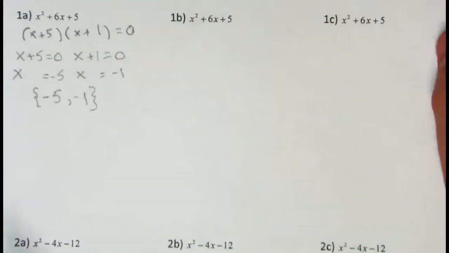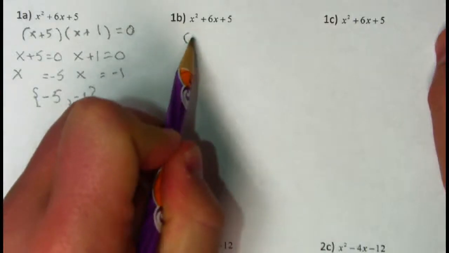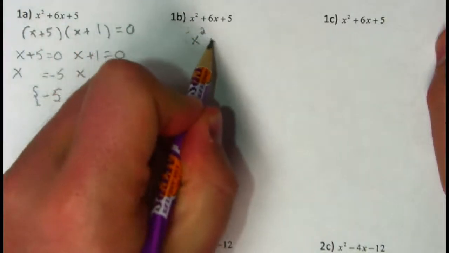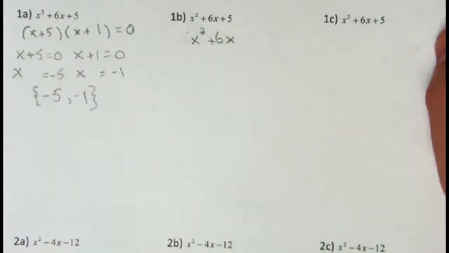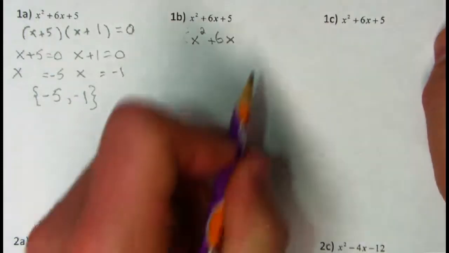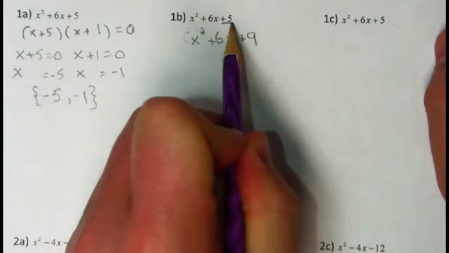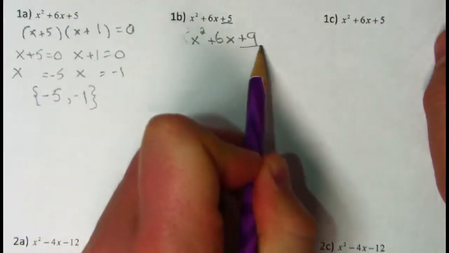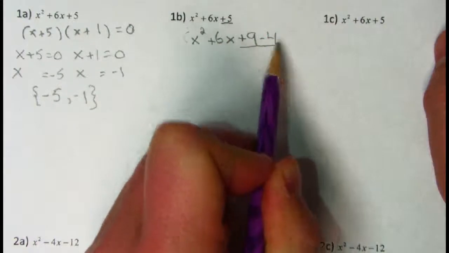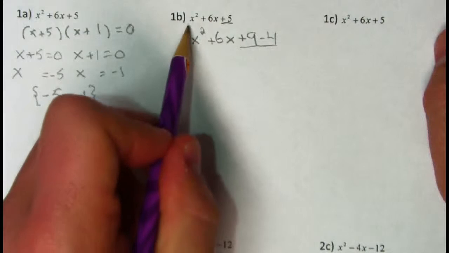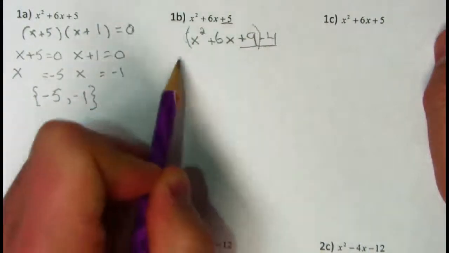Alright, so let's complete the square on 1b. I guess I don't need that. There's no GCF. X squared plus 6x. Alright, complete that square. Half of 6 is 3. Squared is 9. Remember, these have to be the same. So I have 5 here and 9 here. So I'm going to put in a minus 4 to make them equal. Factor these three.